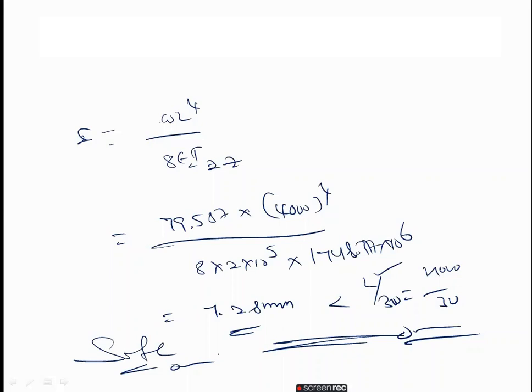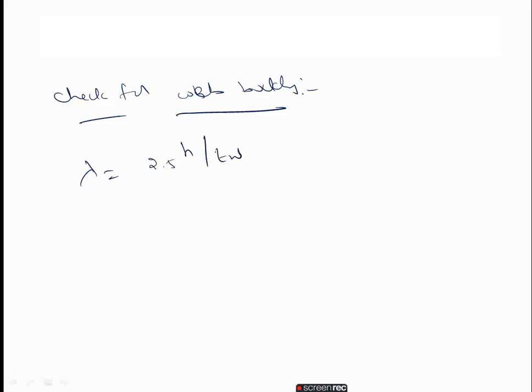The limit for the deflection is L by 300 for the cantilever beam. We know that. If it is not like that, definitely it is unsafe. The next one is check for web buckling. First, you will calculate the slenderness ratio, that is 2.5 into h by tw. So 2.5 into h is nothing but 816, tw is 16. So you will get 127.5.